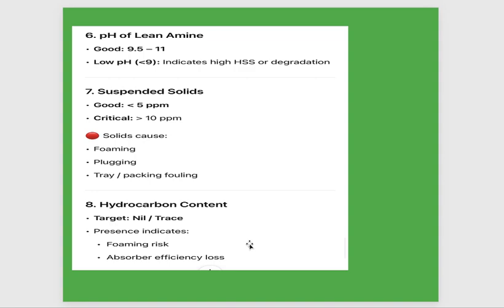So this is the main general troubleshooting related to amine unit operation.